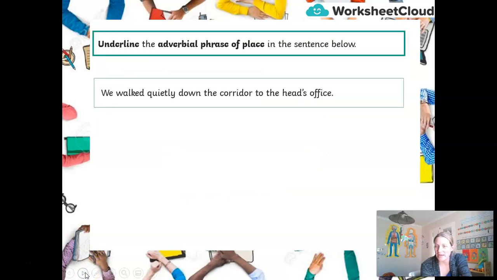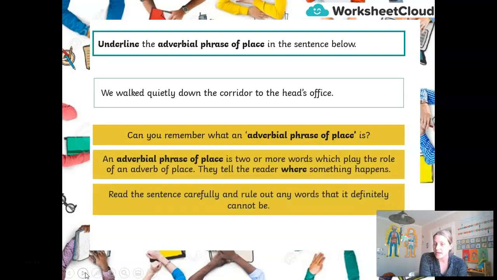Here's another one about adverbials. Underline the adverbial phrase of place in the sentence below. We walked quietly down the corridor to the head's office. Okay, so remember, an adverbial of place is 2 or more words which tell me where something happens or happened. Read the sentence carefully and see what you can spot.